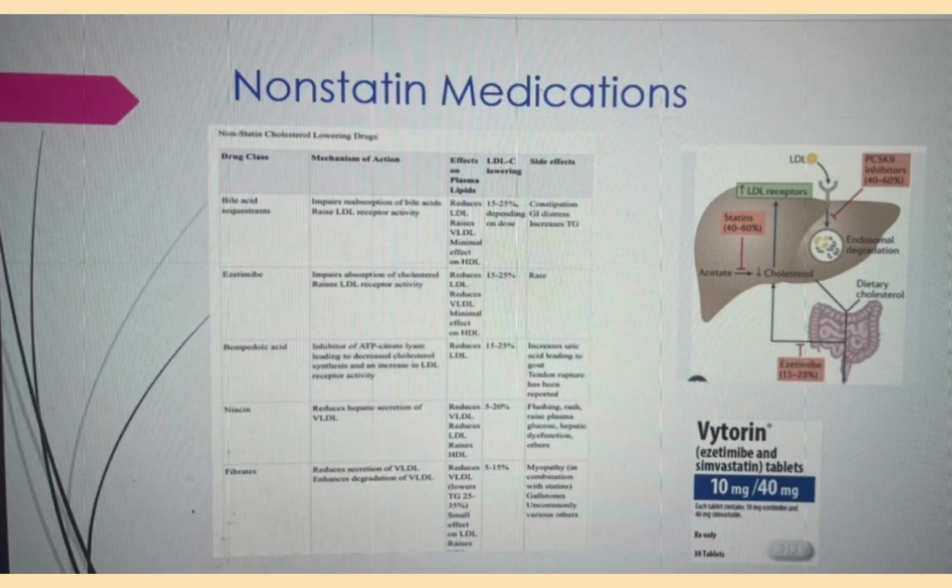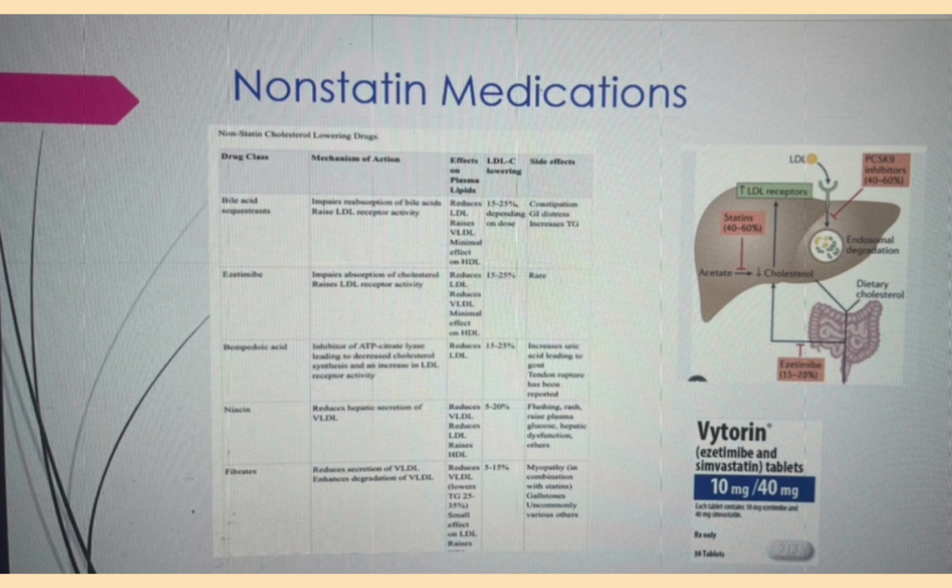Next is non-statin medications. Non-statin therapy reduces lipid profile levels but is not proven to reduce cardiovascular mortality. The exception is ezetimibe in the list. It can reduce cardiovascular disease risk. Then let us look at the list. The bile acid sequestrants, ezetimibe and bempedoic acid reduce LDL 15 to 25%. Niacin and fibrates only 5 to 20% LDL reduction and 5 to 15% reduction respectively. But the fibrates have advantages. It reduces triglycerides 25 to 35%.